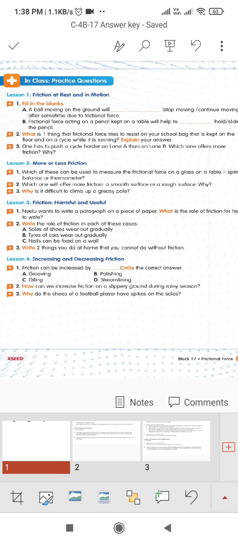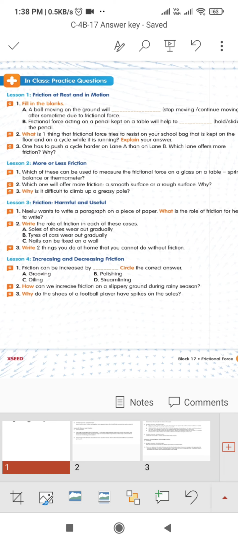Third question is, write 2 things you do at home that you cannot do without friction. Yes, you can write down any 2 things, but I am discussing we can do our homework by holding a pencil in our hand. We can eat food with the help of friction. Because while eating, suppose you are eating something with a spoon, for holding that spoon you need a frictional force.